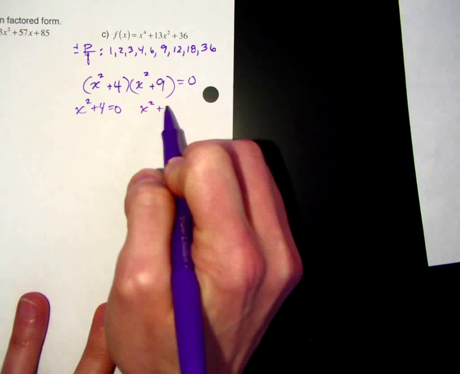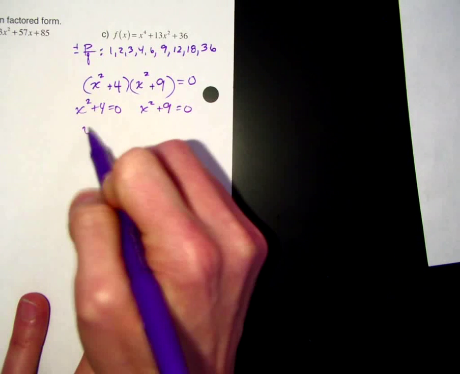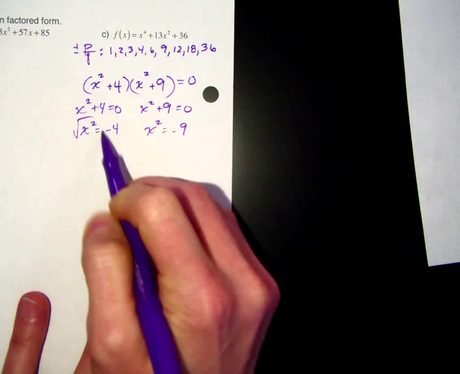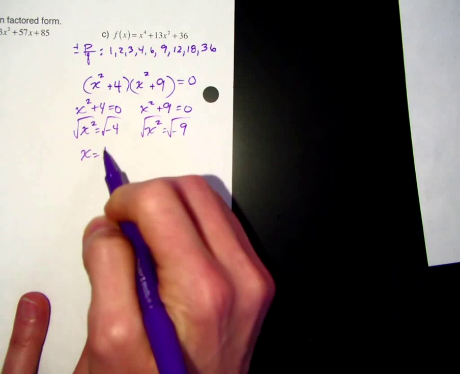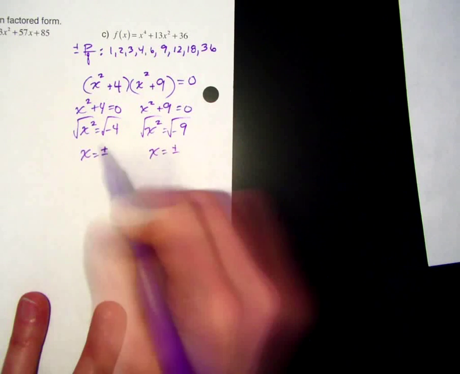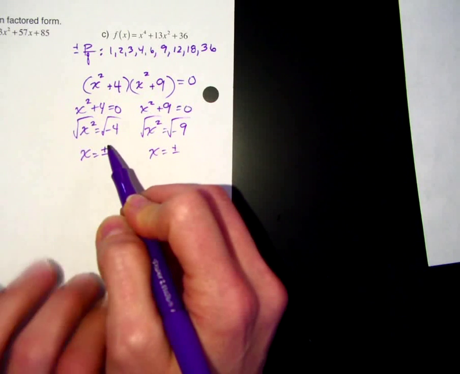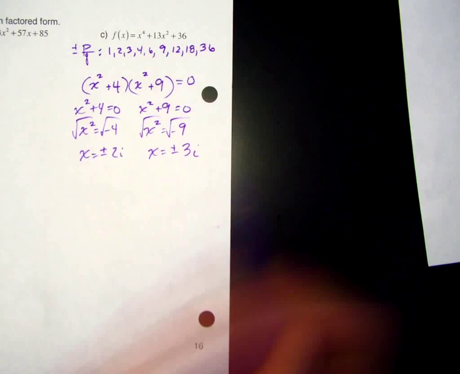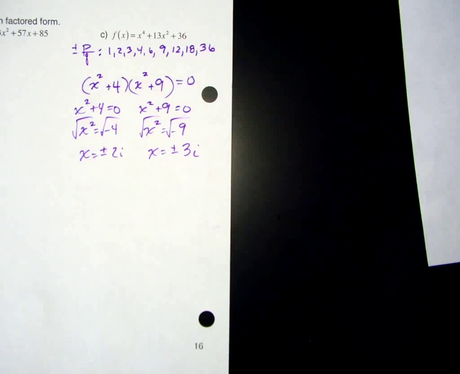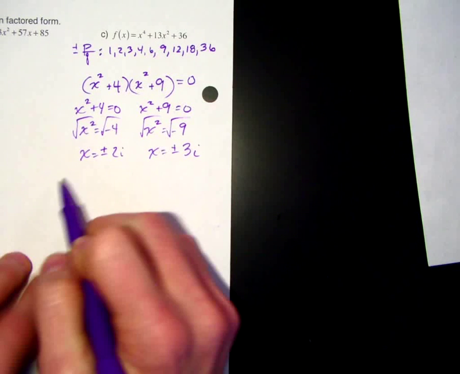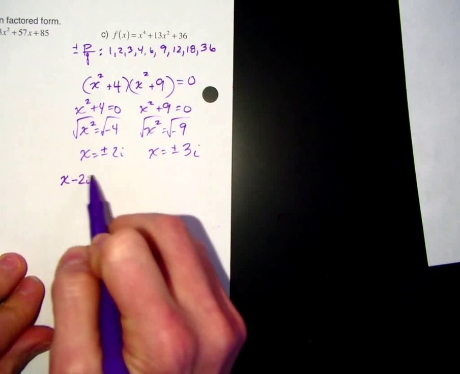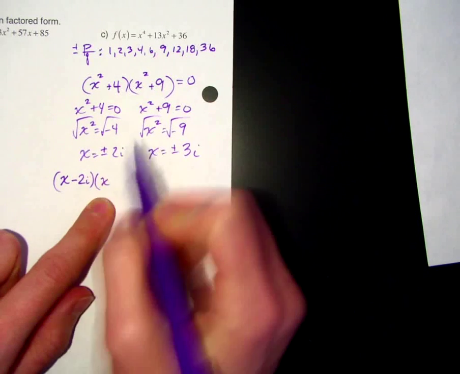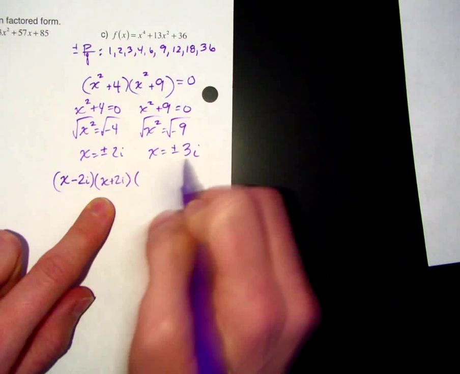What would you guys suggest doing from here then? And when we take the square root of both sides, what's going to happen? Plus or minus. And what's going to be left from when we simplify here? And then when we simplify here? Good. So how many zeros do we have right now then? We have all 4, and now we can write them in factored form. It's going to be x minus 2i, because that's our positive 2i factor. Our negative 2i is going to be x minus negative 2i, which is x plus 2i. And then we're going to repeat with the 3 i's.